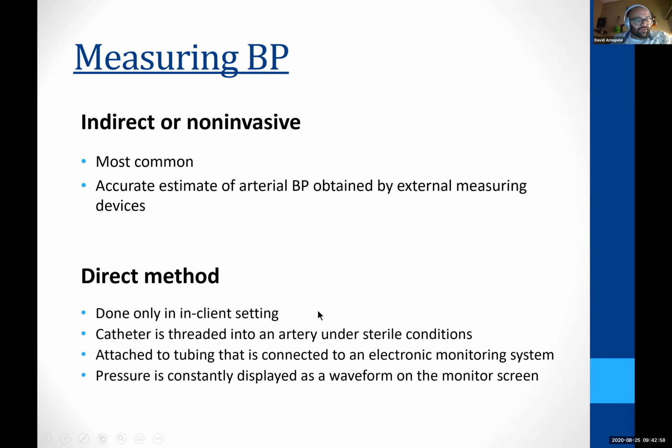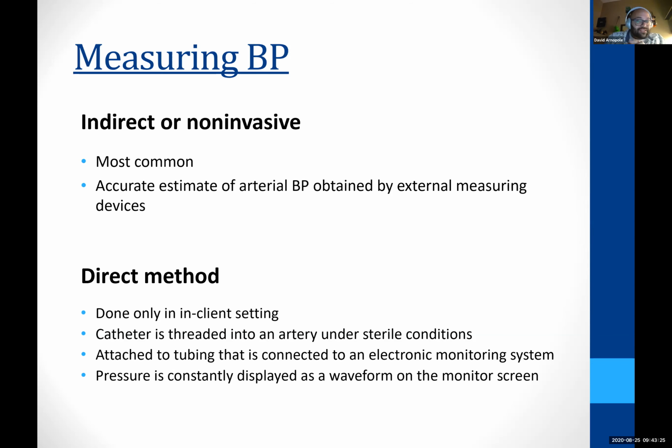Measuring blood pressure, indirect or non-invasive, which is what all of you, probably in the next few weeks, will be doing for the rest of your life. Blood pressure cuffs and sphygmomanometers. Know your words. I don't know if you know how to spell it, but it's fun to try. It's the most common. You've got the accurate estimate of arterial blood pressure obtained by squeezing to see how much pressure it takes for flow to go through.